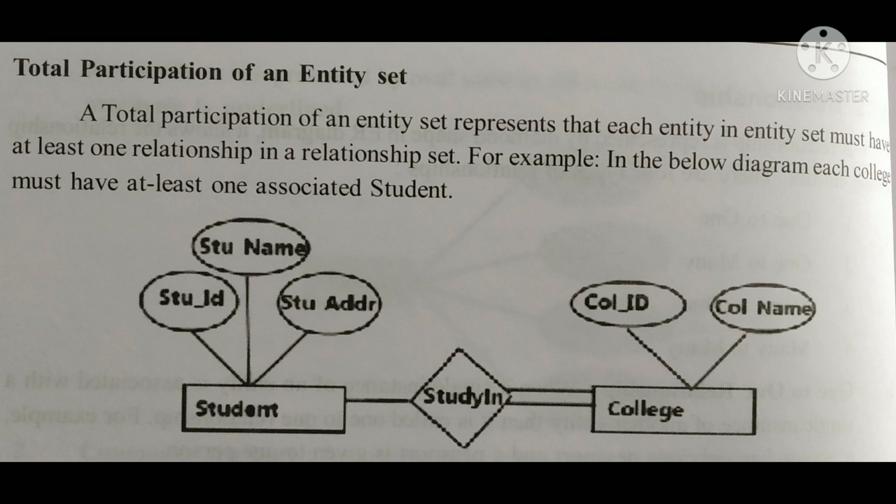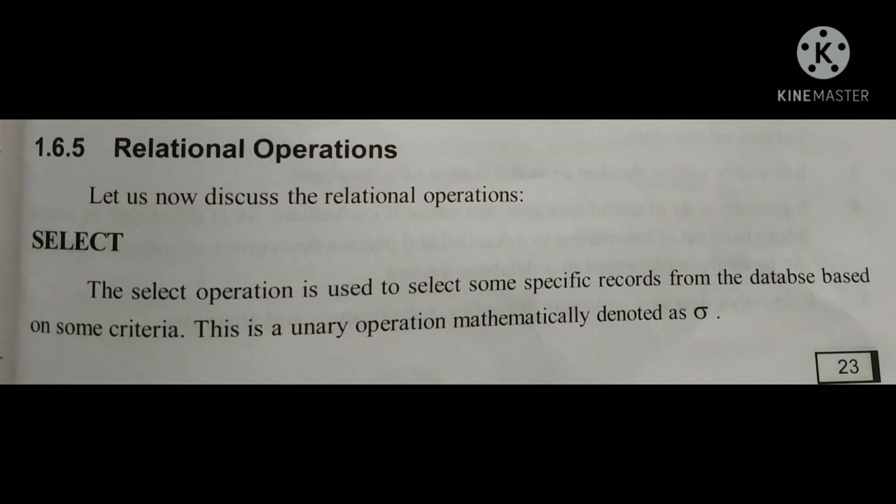For that one, you see the diagram has student ID, student address, student name. That is a student, and that is the relationship going to the college, studying. That is the college ID and college name, etc. These are some entity relational sets.